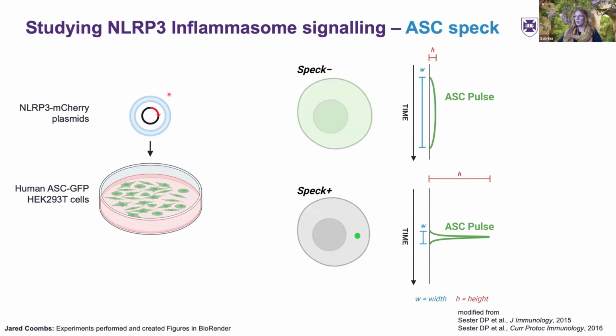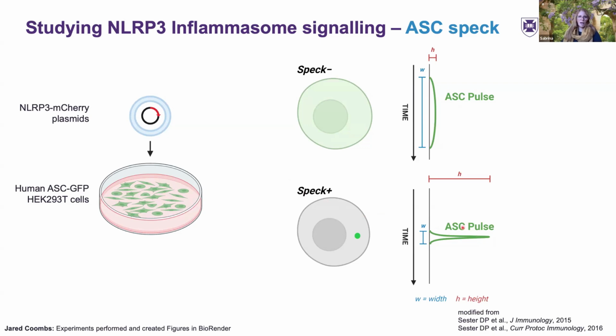So in normal cells, ASC is quite evenly distributed in the cytoplasm. So we see just overall GFP expression. If you run this through a flow cytometer, knowing how the laser works with the height versus the width, this will give you quite a weak ASC pulse because the GFP is evenly distributed through the cell. However, once a cell forms an ASC speck, all the ASC condenses to one central bright spot. And this you can detect by a very strong ASC pulse.